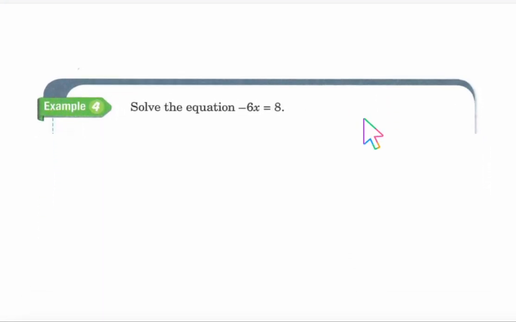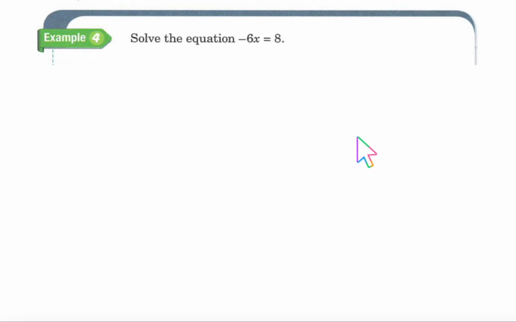Let's work on example 4. Pause the video and try it on your own first. Okay, so I'm going to start off by drawing a line down where I see the equal sign to separate my left side from my right side, because I want to make sure I'm performing inverse operations equally on both sides. And I know I need to solve for x equals whatever the value is.